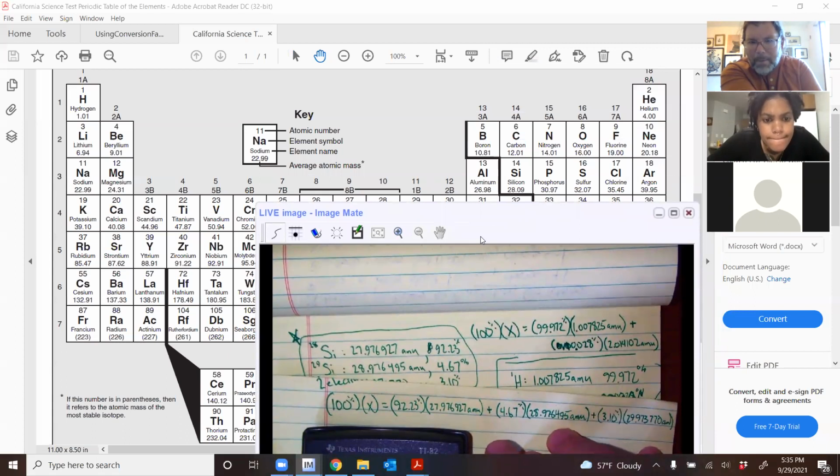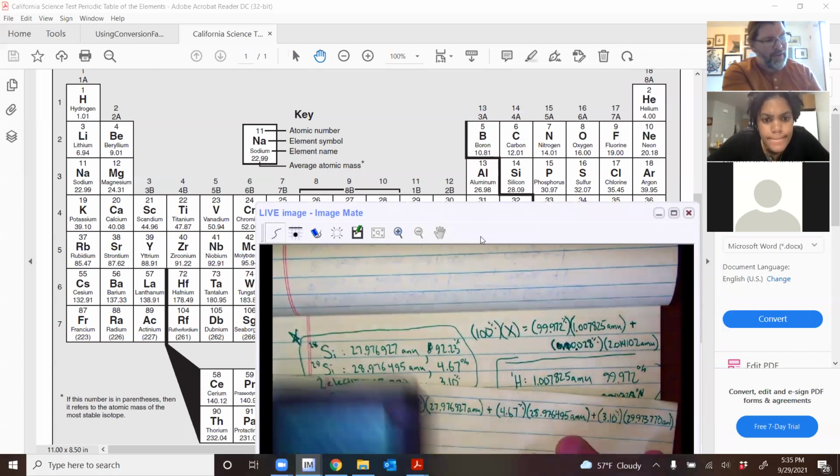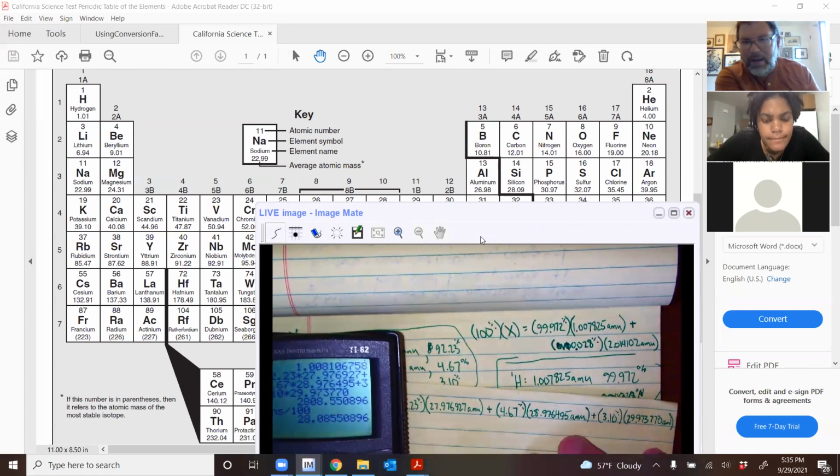So how does that compare? 28.085. How does that compare to the average atomic mass of silicon on the periodic table? If I round it to 4 significant figures, do I get the exact same mass as what we see on the periodic table? I do, right? Yeah, that's awesome. So that is where those average atomic masses come from.